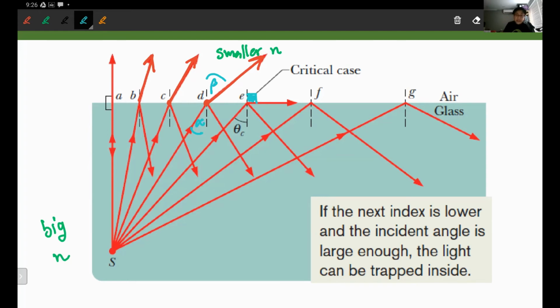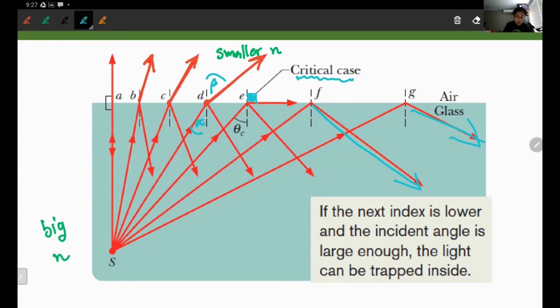The answer is the light will have nowhere else to go anymore, because this is already at the critical case when the refracted ray is already at 90 degrees. You cannot have any angle greater than that, because that's it. So that means beyond that incident angle, you will get pure reflection. If you keep increasing your incident angle, you're going to get pure reflection here, pure reflection there. And that's what we call total internal reflection. So it means it's going to reflect back into the initial material or the initial medium.